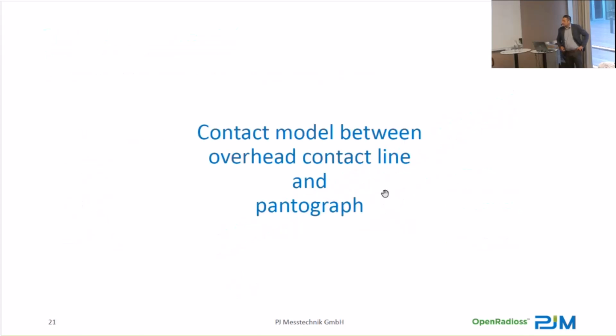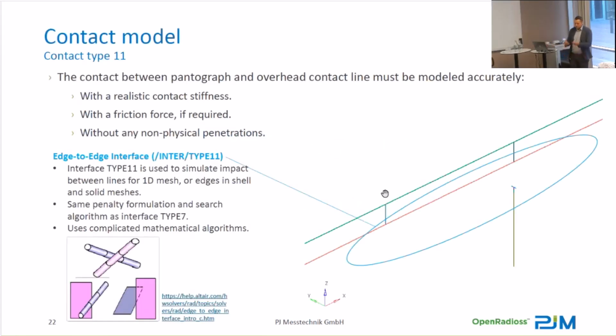Okay, last but not least, which contact do we actually want to use in our model? As you can imagine, we have this bar here for our pantograph and the bar for our contact wire. So it's an edge-to-edge contact. I tried many contacts, but the only one working actually for edge-to-edge is type 11. It's a quite old contact type, I was told, but it's robust and complicated. But it has the same penalty formulation as type 7, so it shouldn't be so bad.